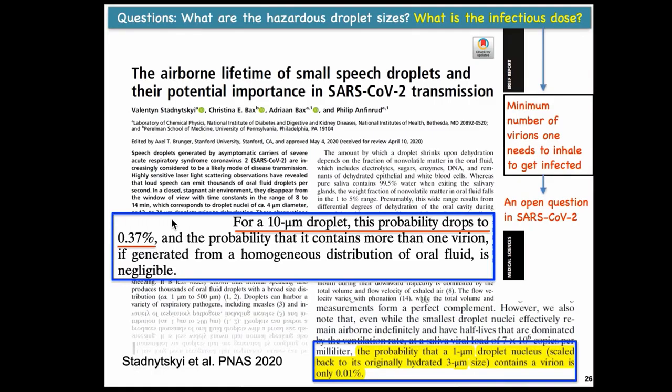This is a very important article that came out on PNAS. Here they tried to figure out what is the probability that a droplet of a certain size would carry at least one virion. So for example, they found that for a 10 micron droplet, if it is undehydrated, so there has not been any environmental evaporation yet, then the chances that that 10 micron droplet would have at least one virion is just 0.37%. If on the other hand, the size is 3 microns, the probability to carry at least one virion is around 0.01%.